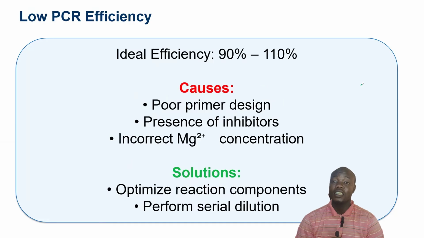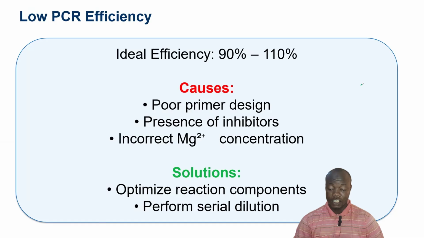Then in addition, ladies and gentlemen, there is low PCR efficiency. You can have a problem with low PCR efficiency, and ideal efficiency is between 90 to 110%. So what are the causes of low PCR efficiency? Poor primer design can lead to that. Presence of PCR inhibitors and incorrect magnesium concentration can also lead to low PCR efficiency.